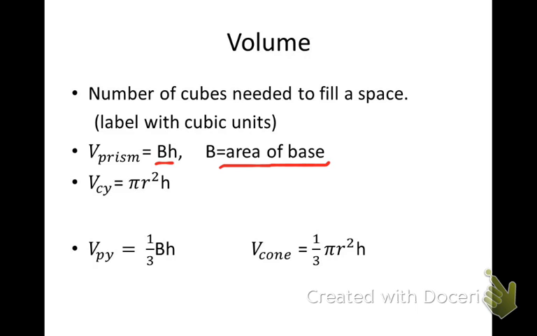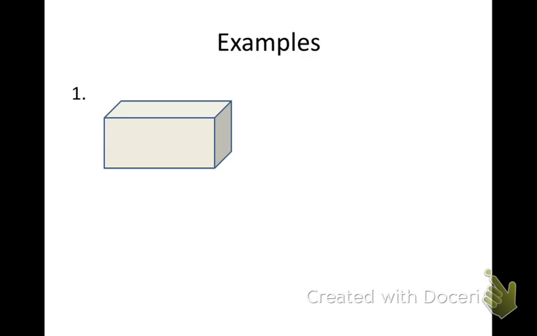Volume of a cylinder is really capital BH, but what is capital B? The area of the base is a circle, so it's pi r squared. Volume of a pyramid is 1/3 capital BH, and again capital B is the area of the base, and volume of a cone is 1/3 pi r squared h. So this is 1/3 the volume of a prism, and this is 1/3 the volume of a cylinder. So those will kind of help you think about that. And how do you find a third of something? Well, the easiest way when you're using a calculator is just to divide by 3.